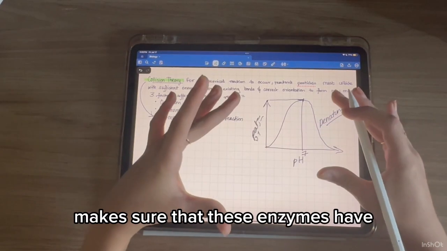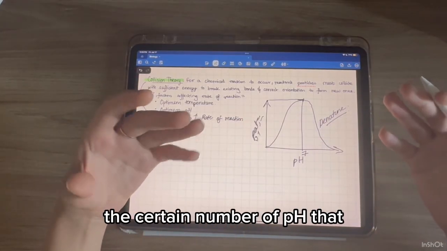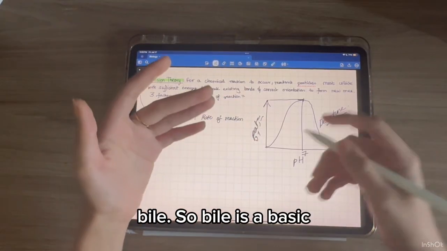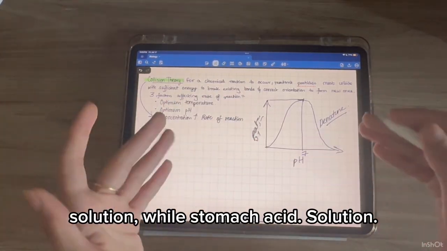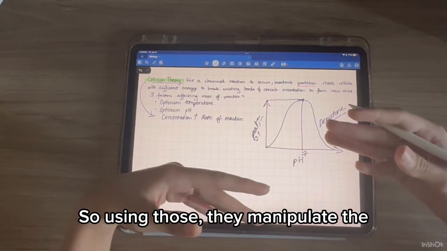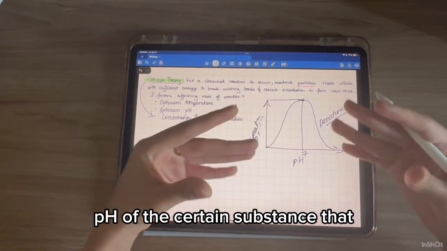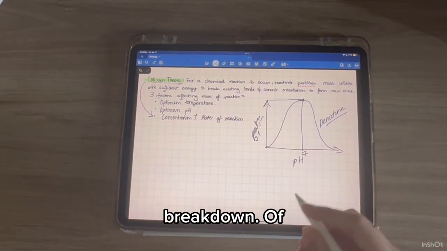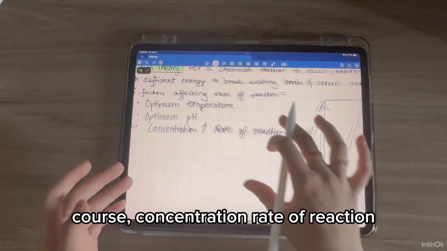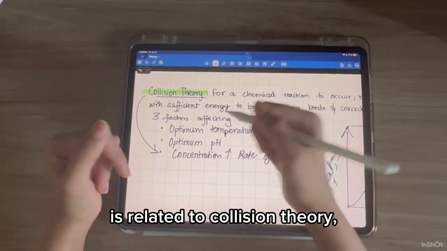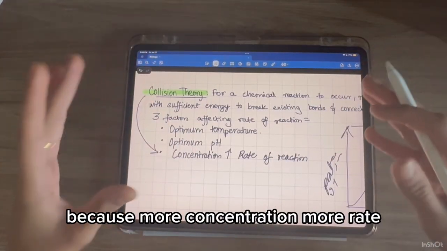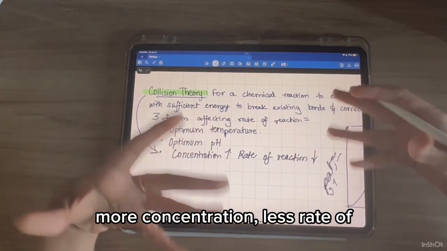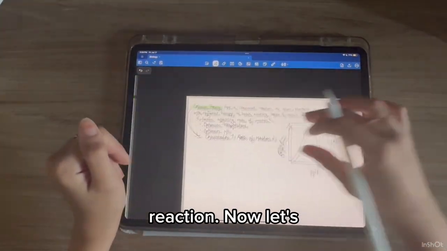So our body makes sure that these enzymes have the certain pH that they need using stomach acid or bile. Bile is a basic solution while stomach acid is an acidic solution. Using those, they manipulate the pH of the certain substance that they're going to deal with or break down. Of course, concentration and rate of reaction is related to collision theory, because more concentration, more rate of reaction. Less rate of reaction, sorry. Because more concentration, less rate of reaction.